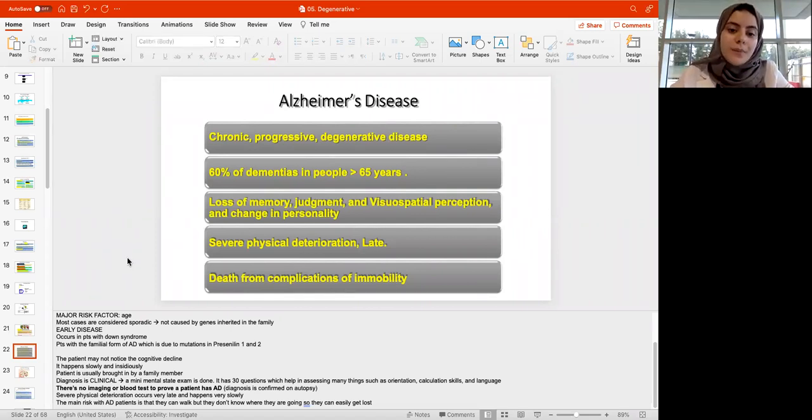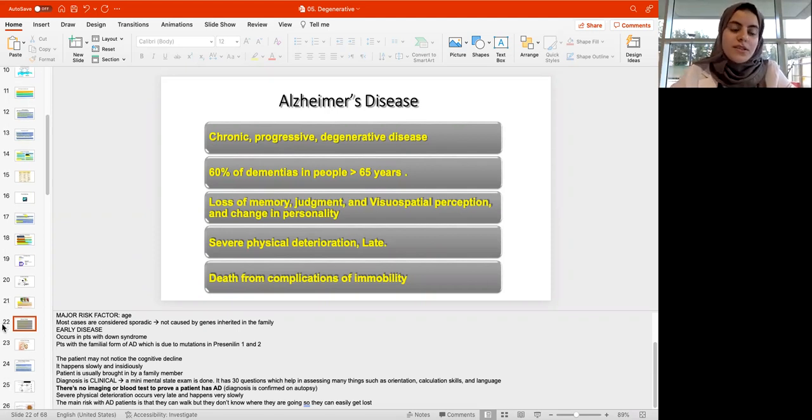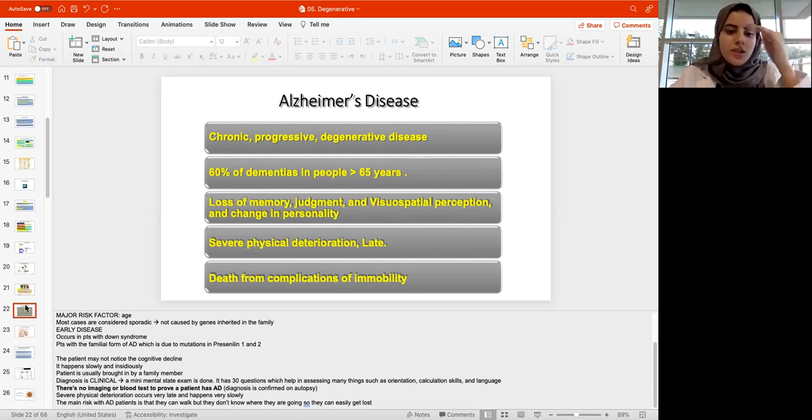And you need to remember, in Alzheimer's disease, is the degeneration generalized or focal? This is like a key word in Alzheimer's disease. Is the degeneration generalized or focal? Generalized, exactly. The whole cortex is affected, okay? It's not just a part.